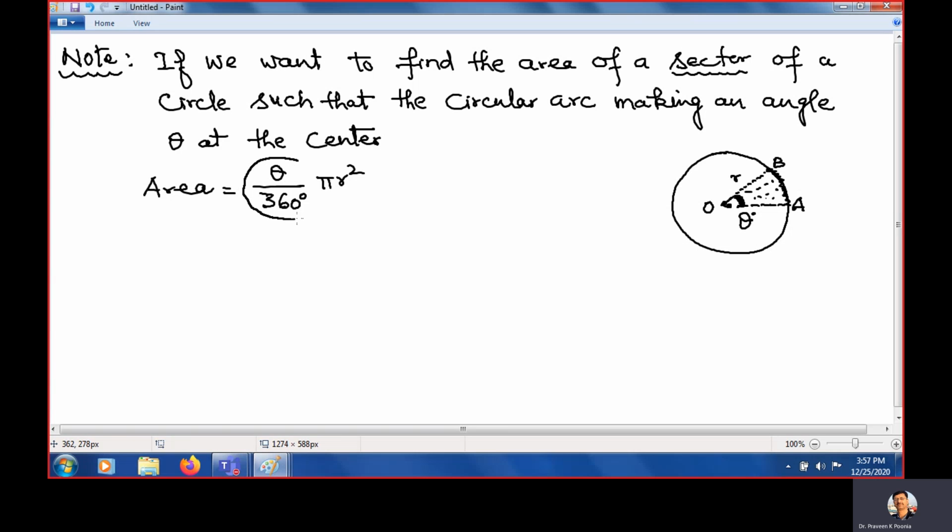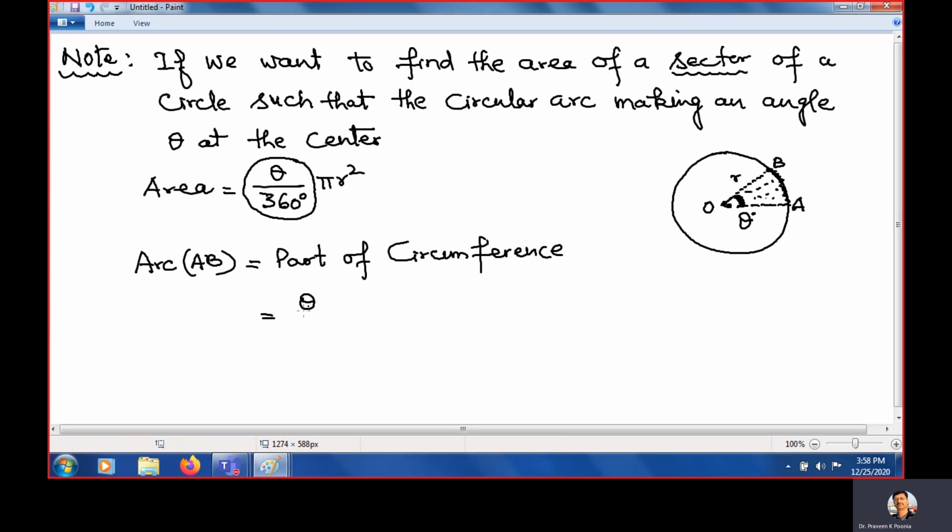So this is the formula. You need to multiply pi r square by theta upon 360 degree. And similarly, the arc AB. Clear? Arc AB, that means part of circumference, is equal to theta upon 360 degree times 2 pi r. Understand or not understand? This is the formula. Clear? If you want to verify all these things for the circle, for the half circle, for the quarter circle, we can verify this.